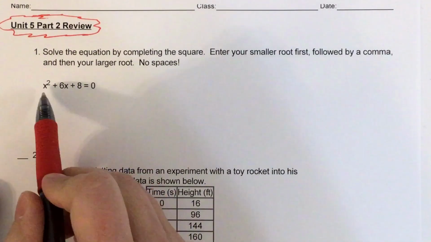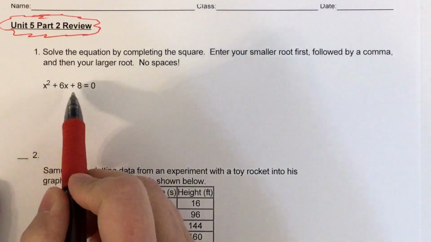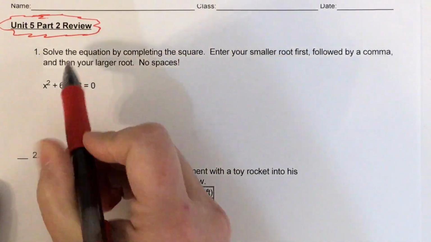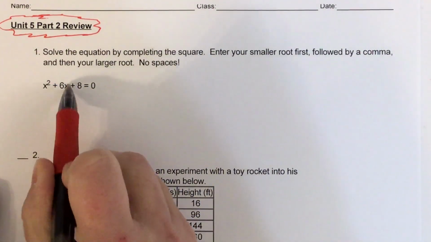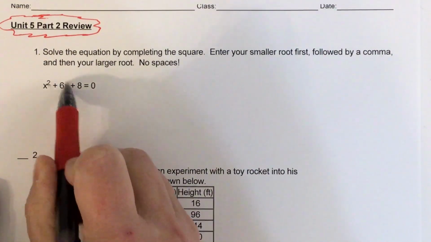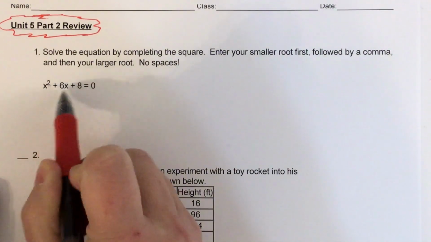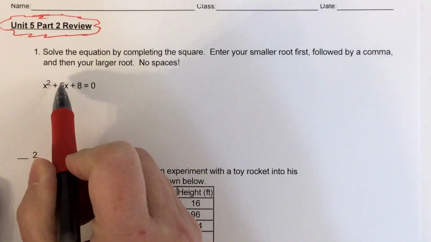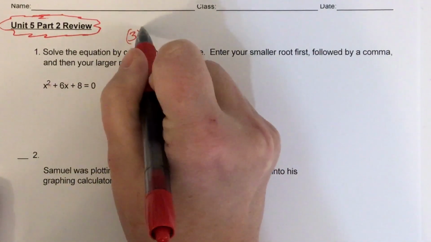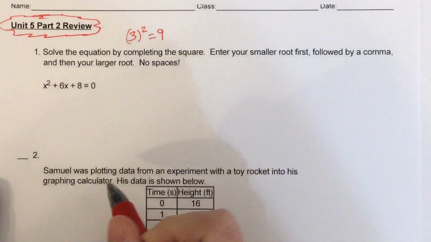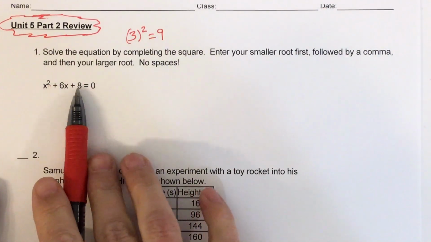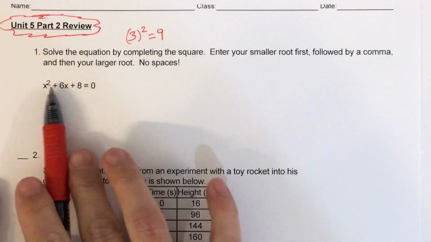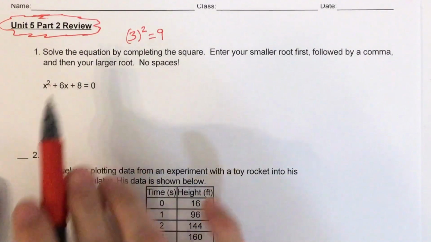First, I want to see if the left side of my equation is a perfect square trinomial. So I'm going to take half of the middle number. Half of the middle number is 3, because half of 6 is 3. And if I square 3, I get 9. Well, because this is not a 9, then this left side is not what's called a perfect square trinomial.